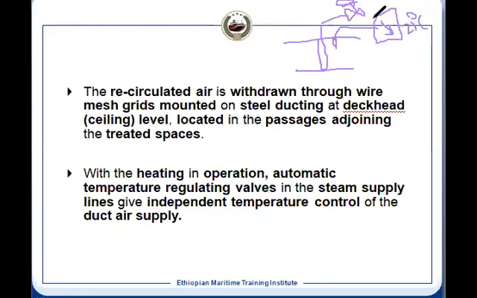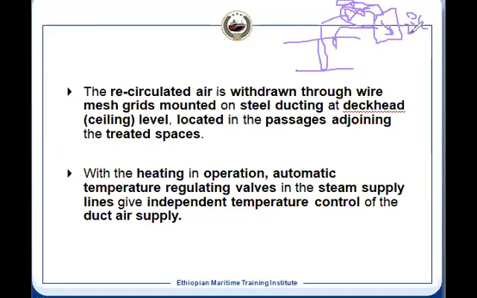If there is any deviation, depending on the deviation, it will give a signal to your diaphragm, the final control element. This is called the final control element. Accordingly, the mass flow rate will be adjusted, that is, how much mass flow of steam goes to the heating coil.